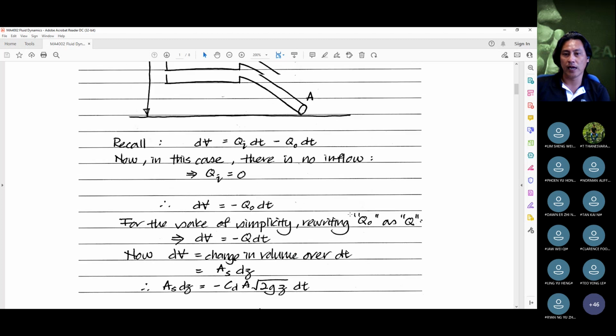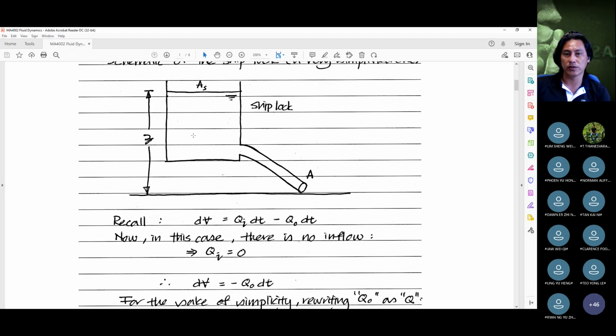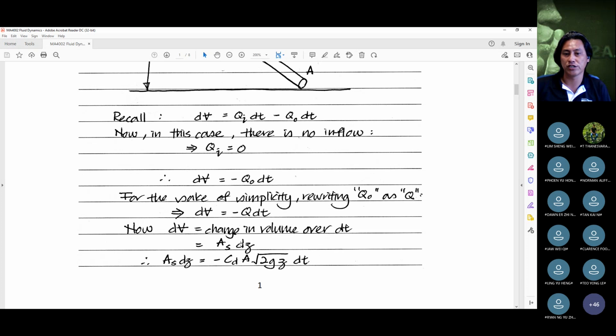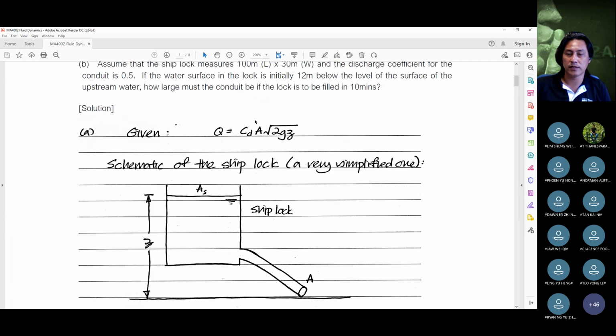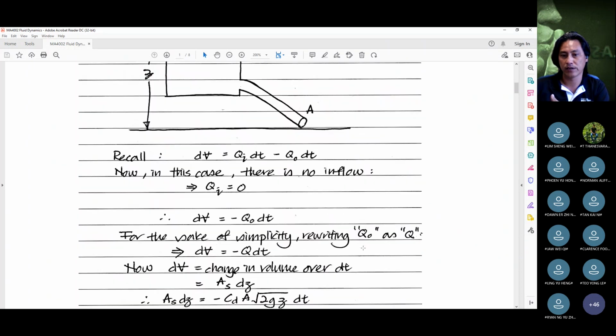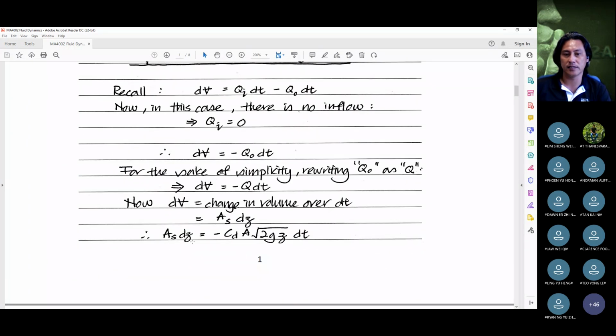If you recall from the lecture notes, dV is the change in volume over dt. And from this schematic, we know that it must be equal to AS, the free surface area, multiplied by dz, the change in height. So the cross-sectional area of the free surface multiplied by a tiny change in height, that's what dz is. Surely AS dz must be equal to this, but with a negative sign in front, because in part A we're talking about water leaving the ship lock. So that means you can set AS dz equal to minus CdA into square root of 2gz dt.